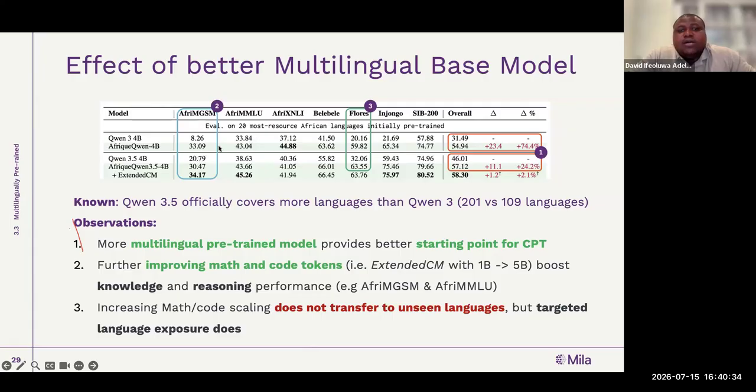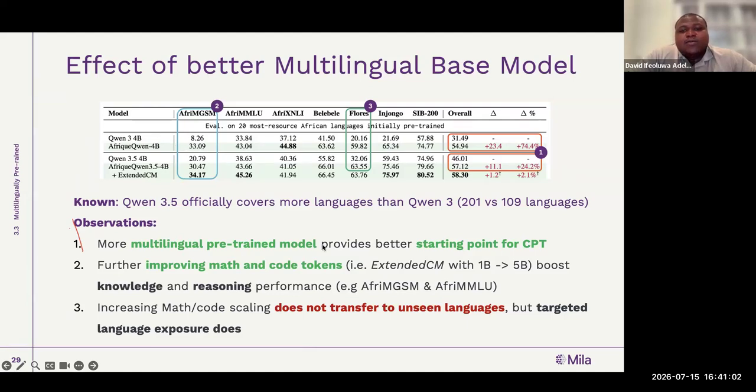But interestingly, we still improve more than Qwen 3 after continued pre-training. So AfriQwen 3.5 actually is a better model than AfriQwen 3 4B. Another thing we find is that we are not able to improve over math reasoning. Surprisingly, we had better performance on AfriQwen 3 4 billion than AfriQwen 3.5 4 billion.